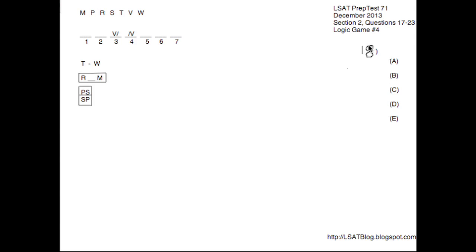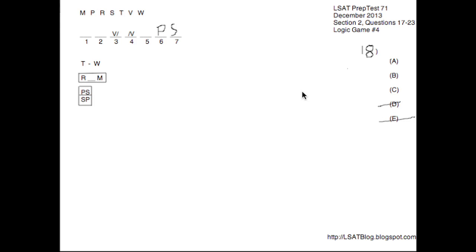Next, number 18, if S is 7th, then where could T go? Well, if S is on 7, then we know that we're going to have P on 6, since S and P always have to touch. Then, they ask us, where could T go? Well, T can't go on 6, of course, because P is there, so E is gone for that reason.